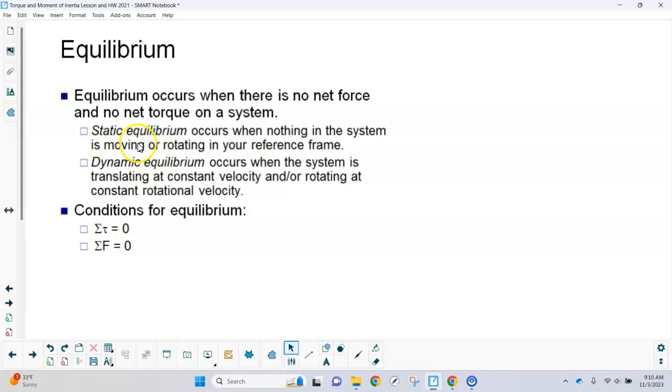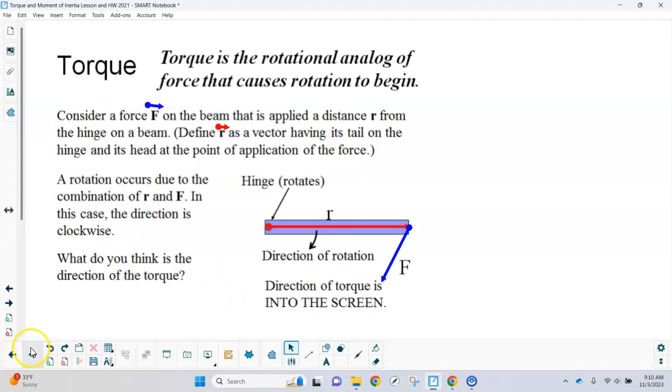We've talked about different ways that you can have equilibrium. Static equilibrium is when it's stationary, so there's no acceleration whatsoever, no motion. Dynamic equilibrium is when something is moving or rotating at a constant velocity, a constant rotational velocity or a constant linear velocity. Translational is just a fancy word for linear. Static means it's not rotating, it's not moving. Again, torque is the rotational analogy to force.